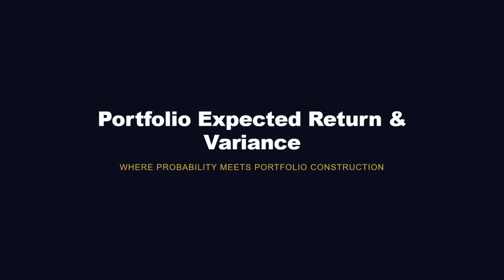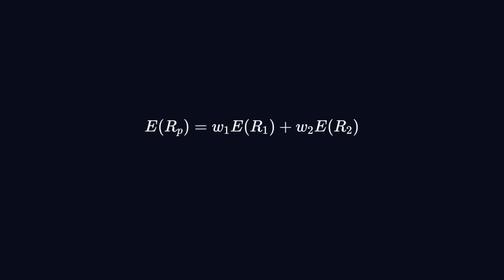Part 8. Portfolio expected return and variance, where probability meets portfolio construction. The expected return of a portfolio is simply the weighted average of the expected returns of its components. E of RP equals W1 times E of R1 plus W2 times E of R2. If you put 60% in stocks with an expected return of 10% and 40% in bonds with an expected return of 4%, the portfolio expected return is 0.6 times 10 plus 0.4 times 4, which is 6 plus 1.6 equals 7.6%. Simple weighted average. Nothing surprising here.